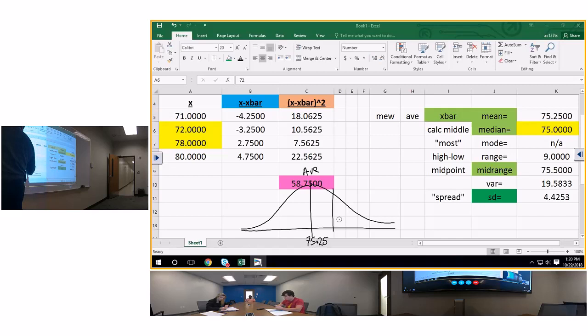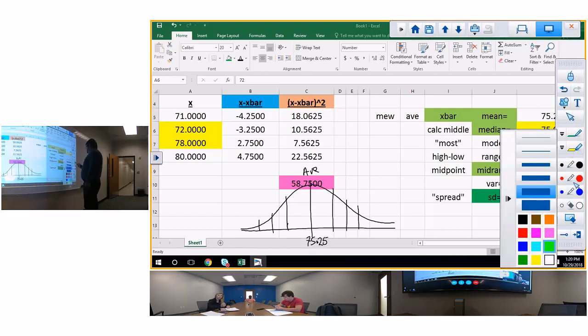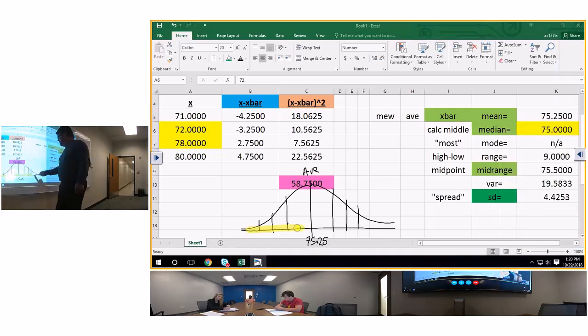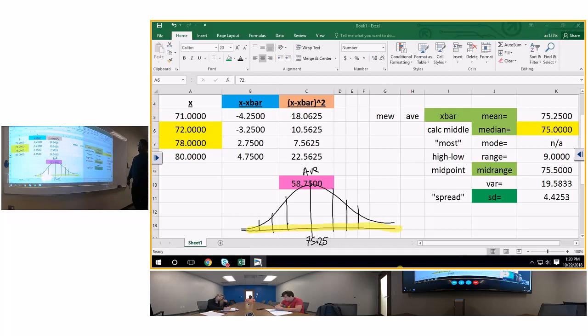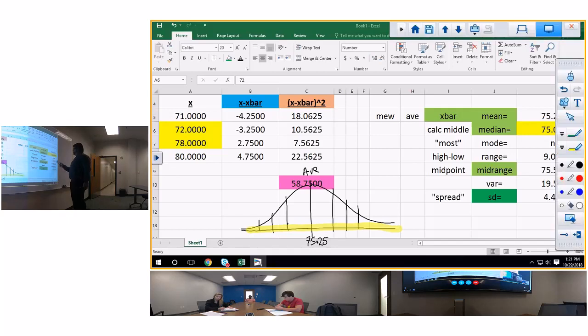Now, think of this line right here, and I'm going to use a yellow color. Think of this line as the number line, and think of that 75.25 as 0. What do you associate the right-hand side of the number line with? Positive or negative? Positive. So you're going to add on the right-hand side.